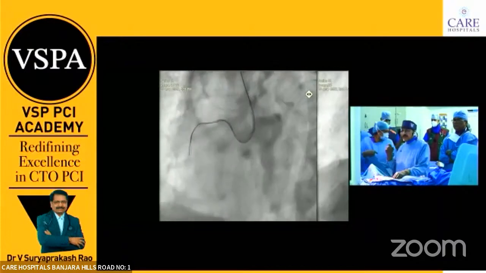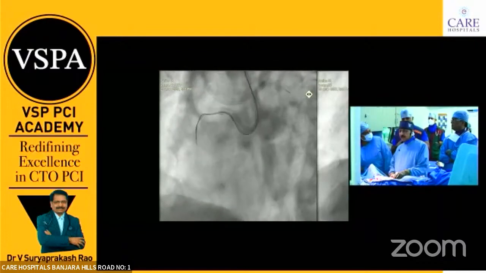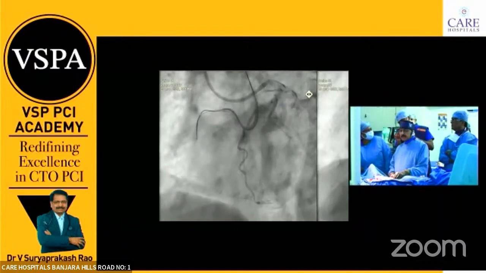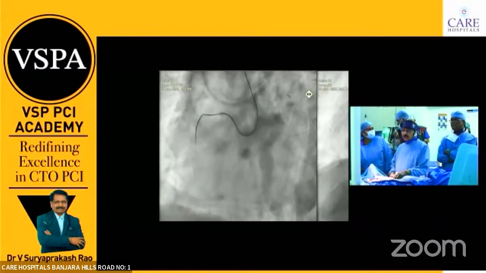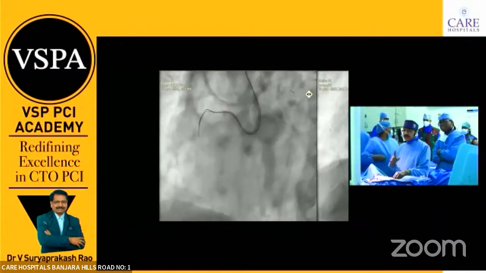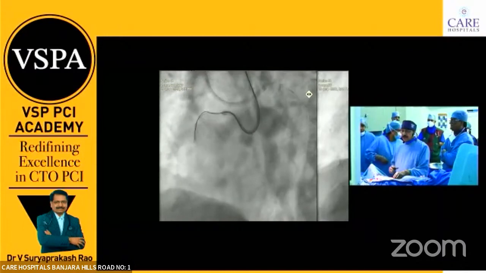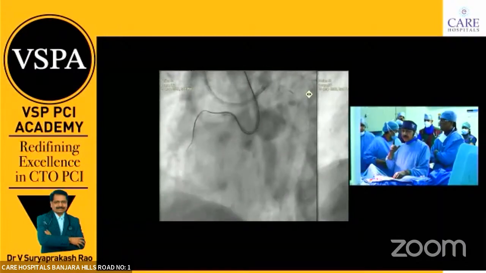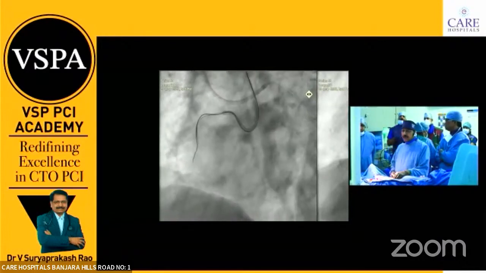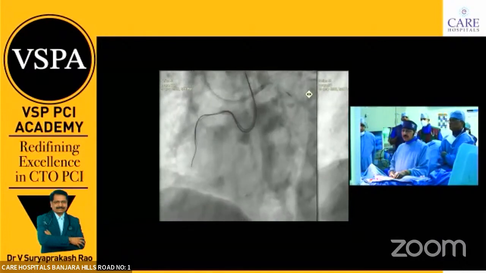So I made a little tip bend at the Ultimate Bros. If you can see that now, they are close together, both wires, Filter XT and the Ultimate Bros. I have given a retrograde injection. Next, I made that curve. You see that curve helped me. That curve would help me to cross the distal cap.